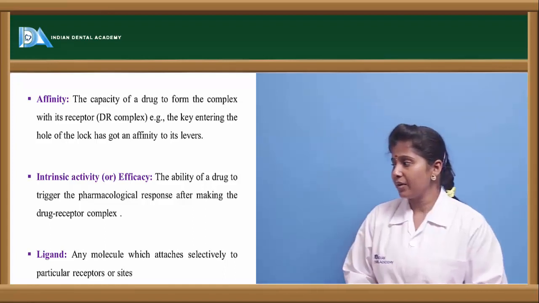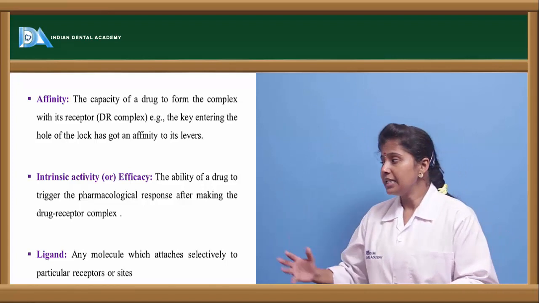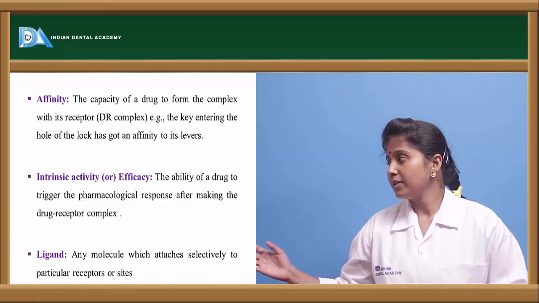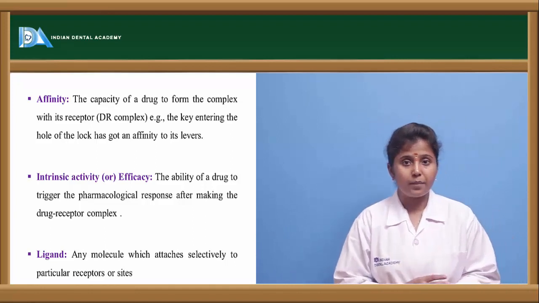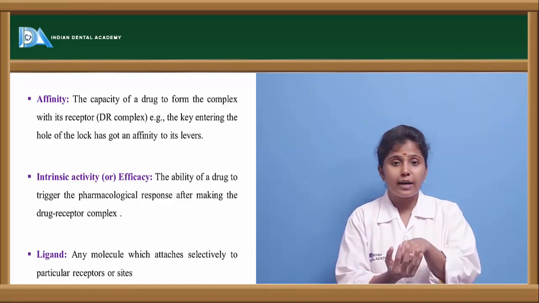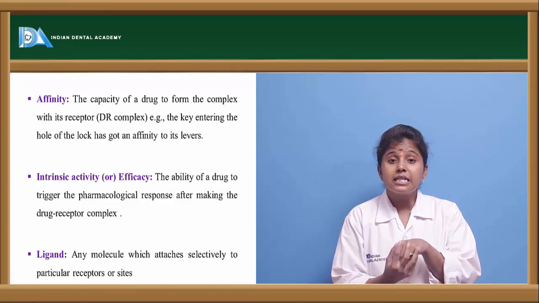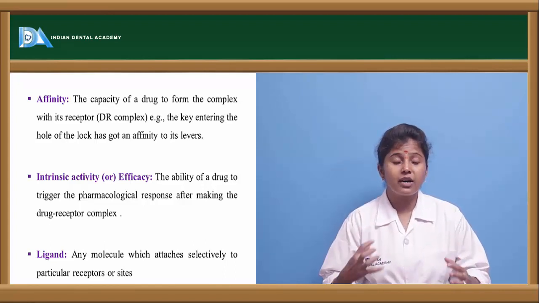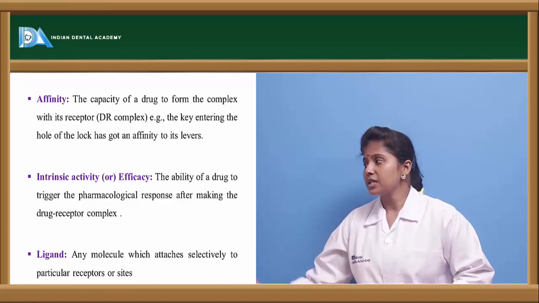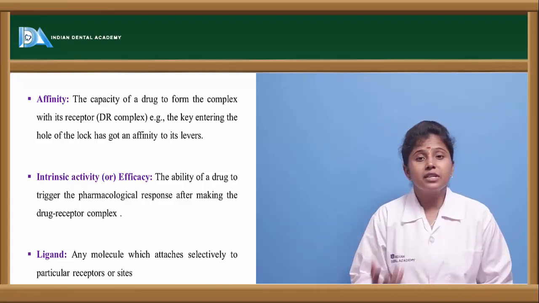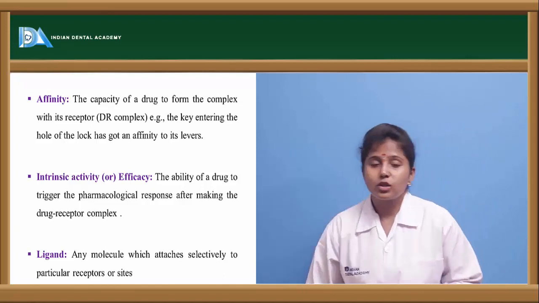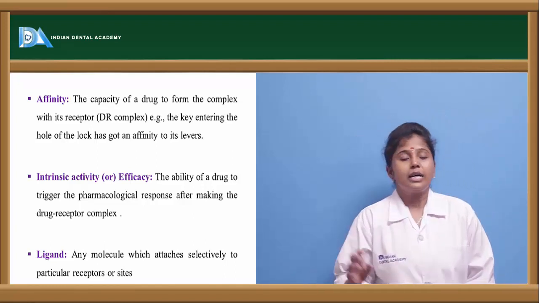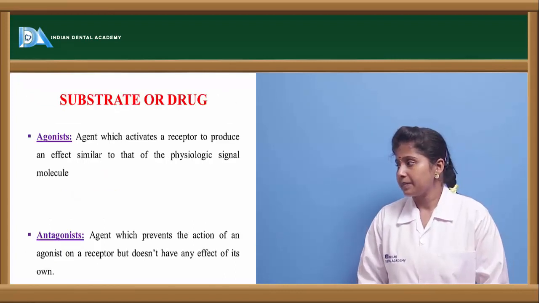Intrinsic activity or efficacy is the ability of the drug to trigger the pharmacological response after forming the drug receptor complex. Once the drug binds to the receptor, it has the ability to alter the pharmacological effect, and the body functions get altered. This is called the intrinsic activity or efficacy of the drug. And a ligand is a compound or any chemical substance which binds to the receptor at its site.